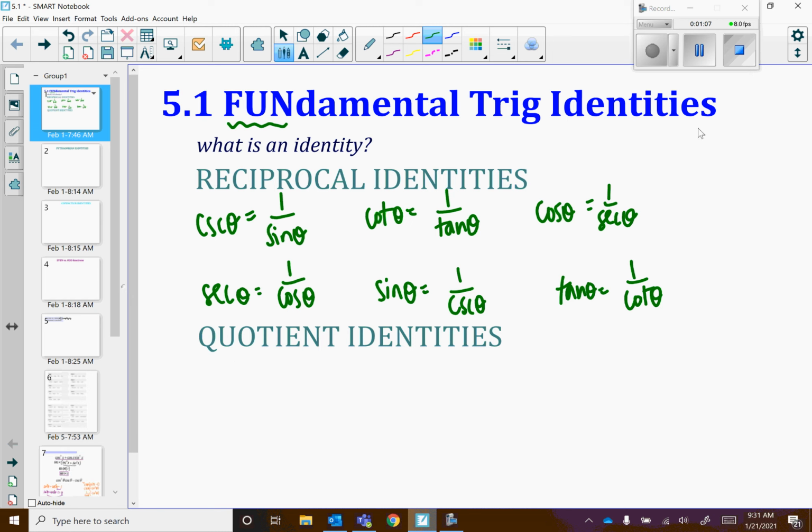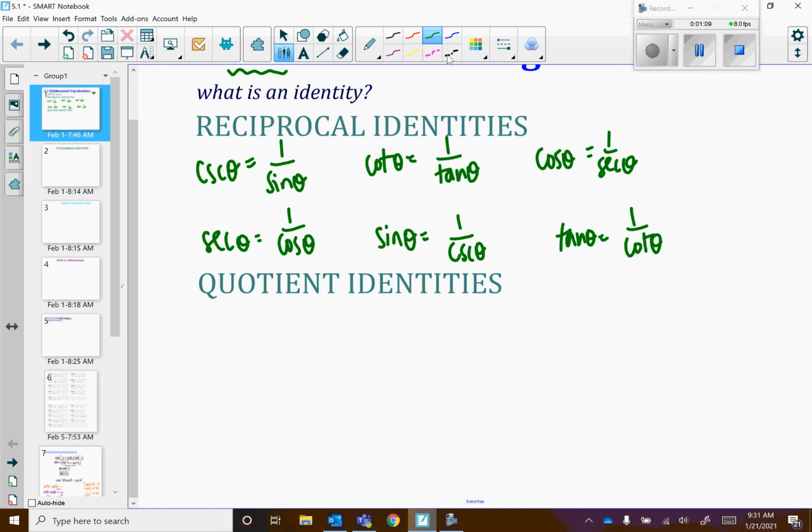Then we have the quotient identities, which are also ones that you guys know. The first one is that tangent is really the ratio of sine over cosine, and that would mean that cotangent, which is the reciprocal of tangent, is cosine over sine. So everything on this page is hopefully not anything too shocking because we've been kind of dealing with these for pretty much as long as we've looked at these trig functions.